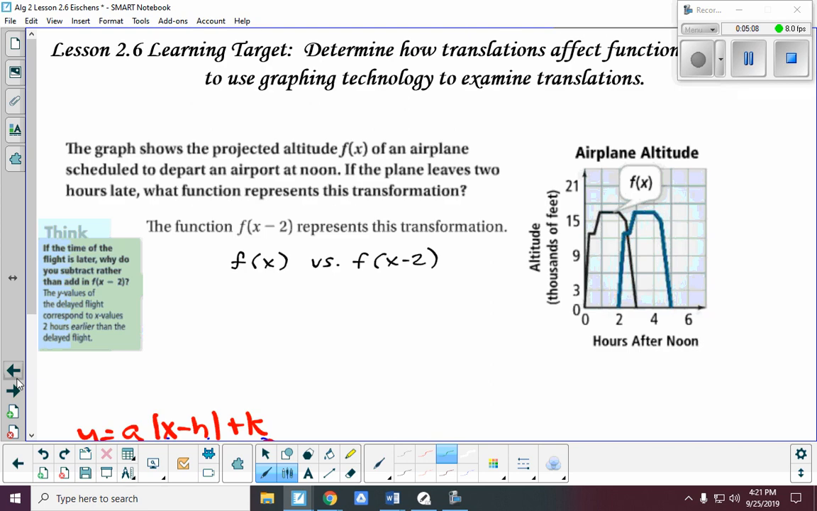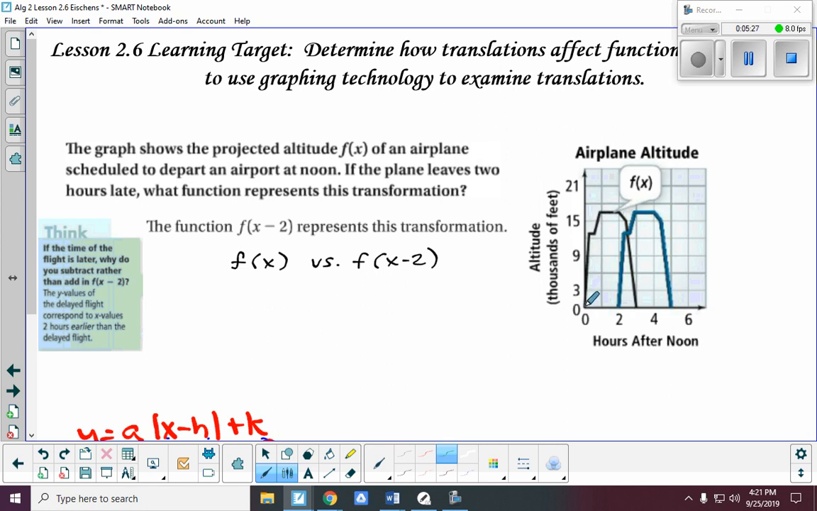All right, in this next slide, it says the graph shows the projected altitude f of x of an airplane scheduled to depart from an airport at noon. If the plane leaves 2 hours late, what function represents this transformation? So f of x is the black graph here.